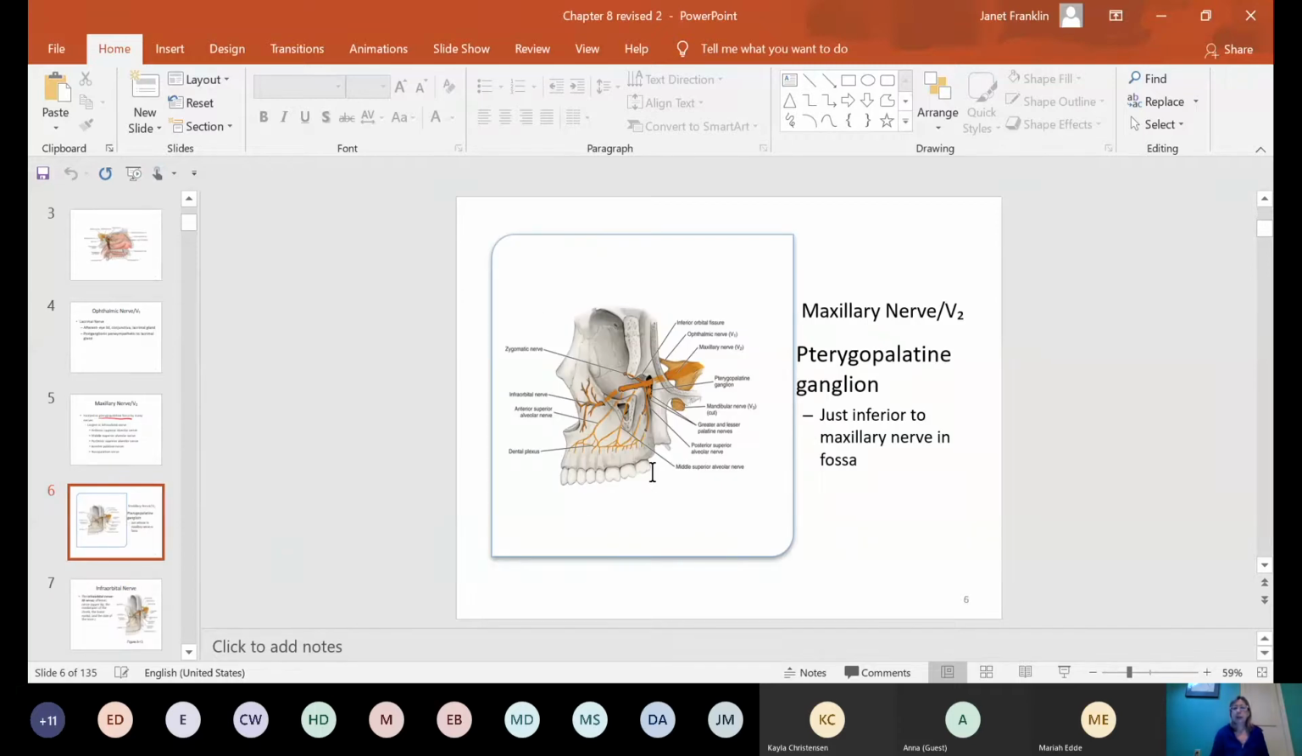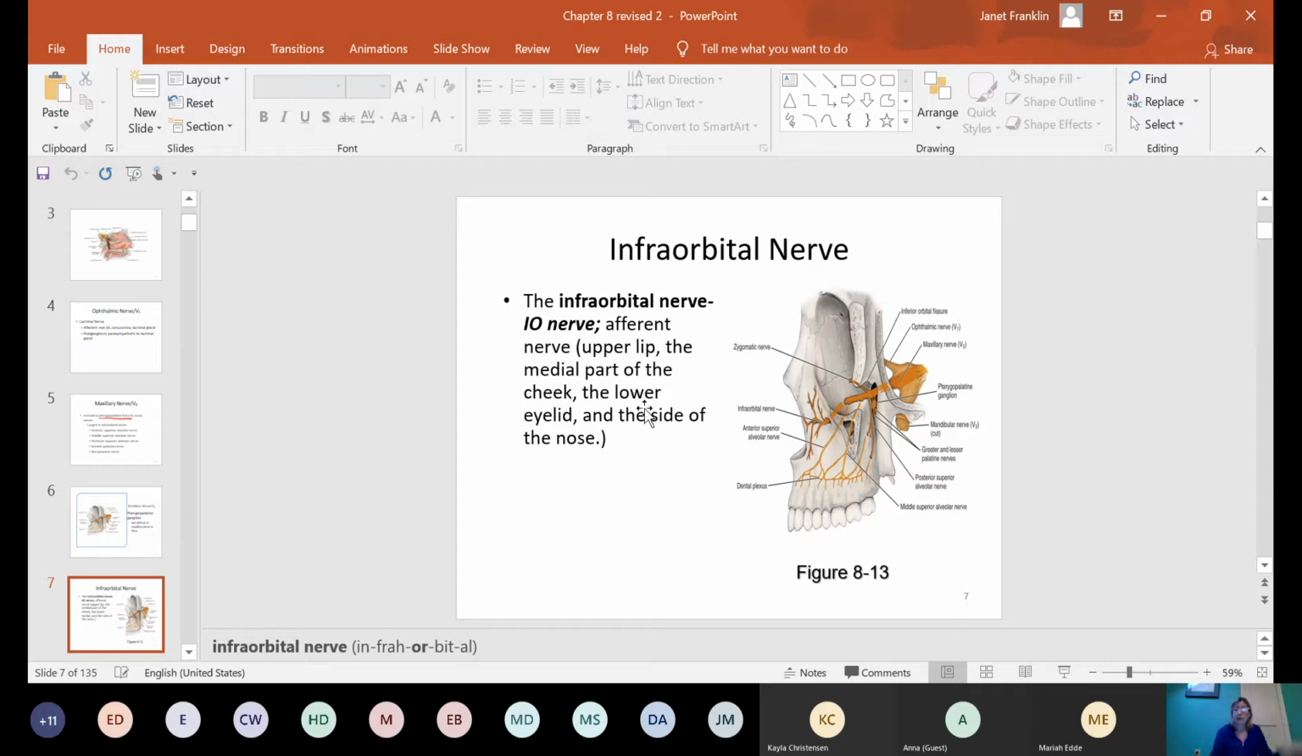This is a picture of what it looks like in the pterygopalatine fossa. It forms a ganglion. Do you remember what a ganglion is? A ganglion is like where a large number of nerves all come together and they form like a ball of nerves. So in the pterygopalatine fossa is the pterygopalatine ganglion, or a place where the nerves meet. And they divide out. And this is a picture of how they split out.